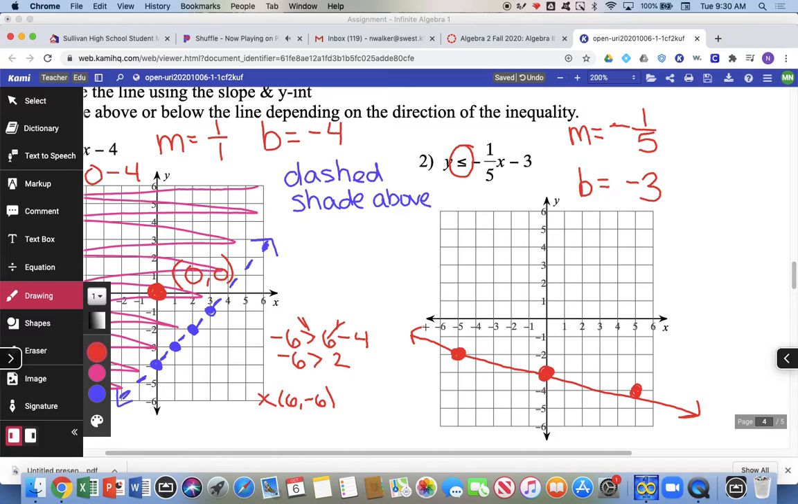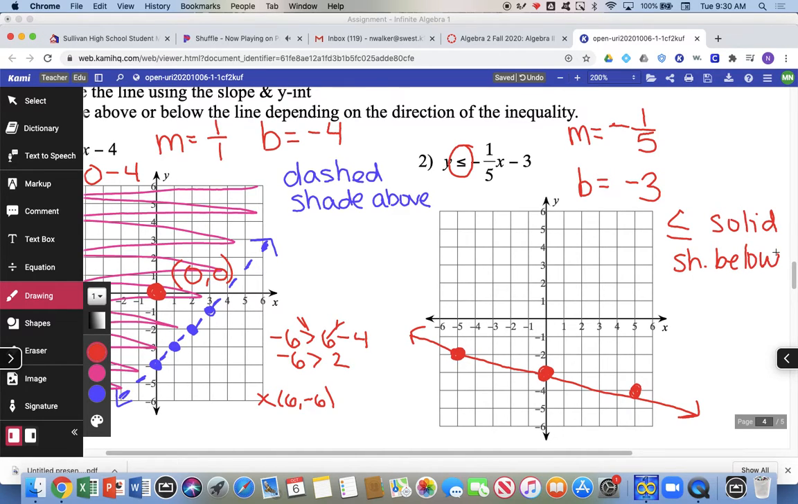All right, so this one is less than or equal to, that means it is a solid line. Now, which way should I shade, above or below? All right, so I'm going to shade below. And so then you guys can take your pencil and lightly shade the area that's below the line.